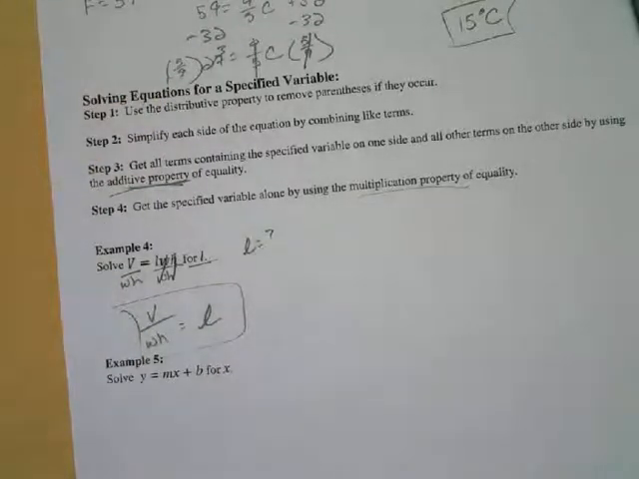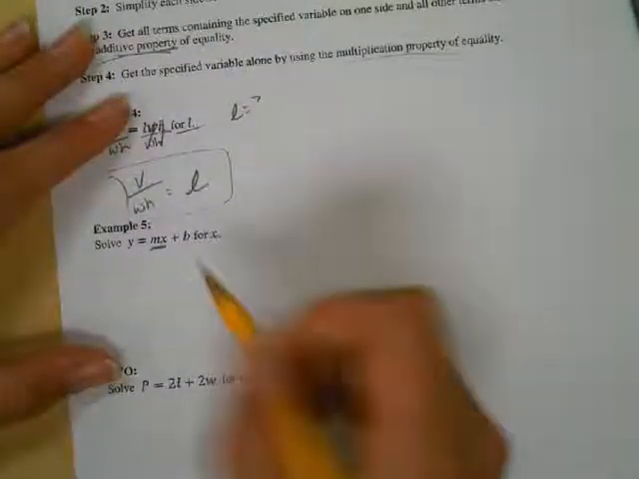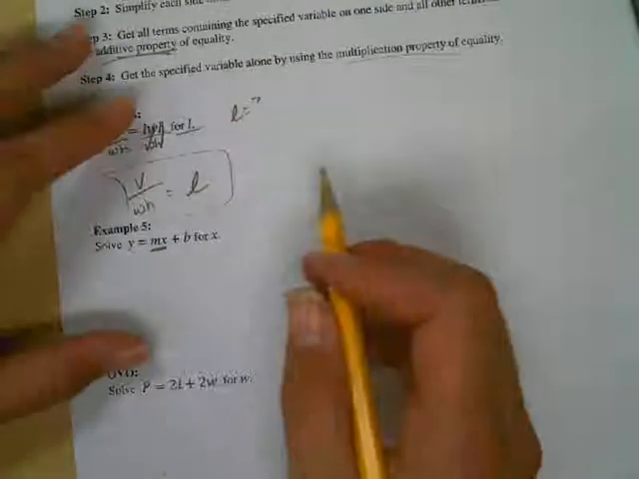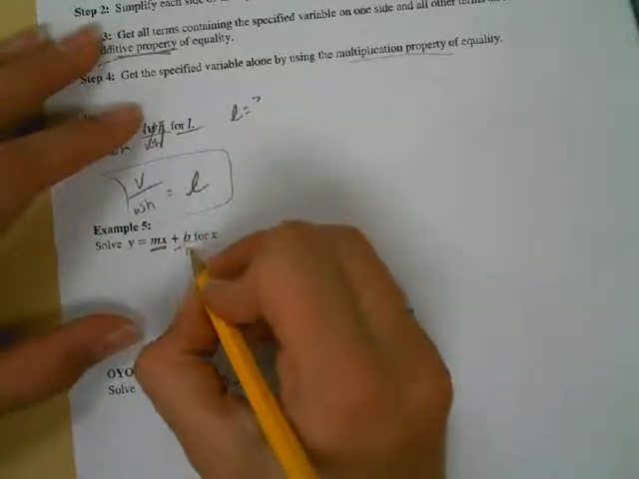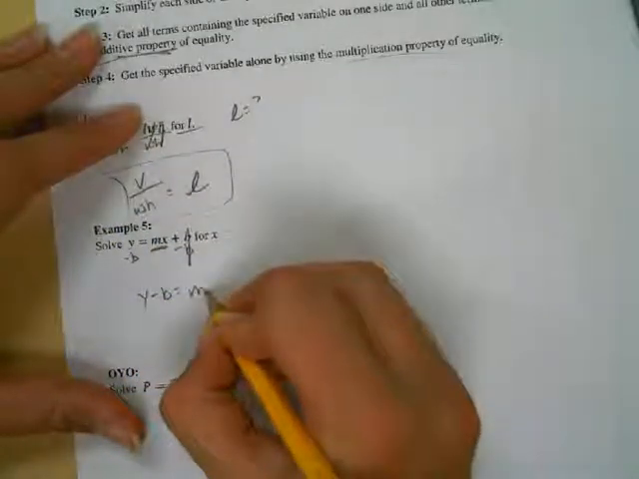Okay, so same thing with example 5. I want to solve for X this time. So here's the term that has my X value. Before I can do anything with this, step 3 says I need to use the additive property. Remember, that means subtraction also. So plus B, I'm going to subtract B from both sides so that that goes away. So I get Y minus B is equal to M times X.